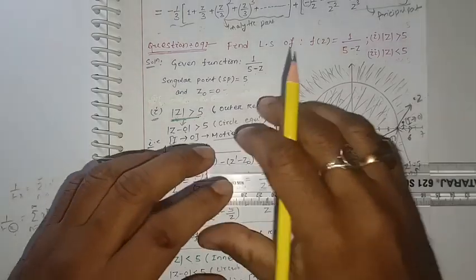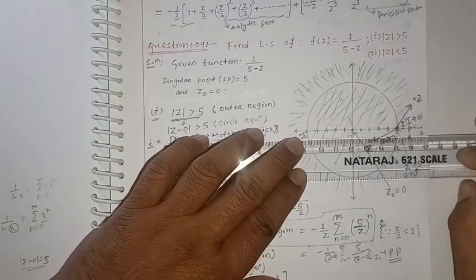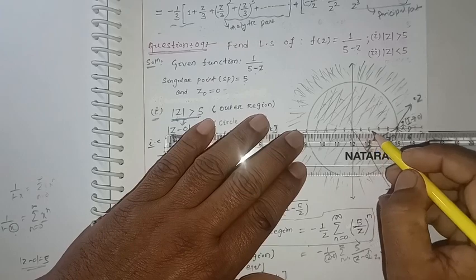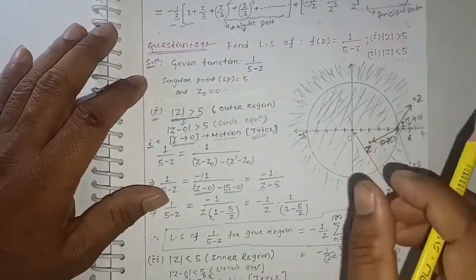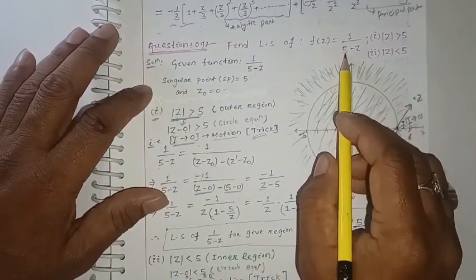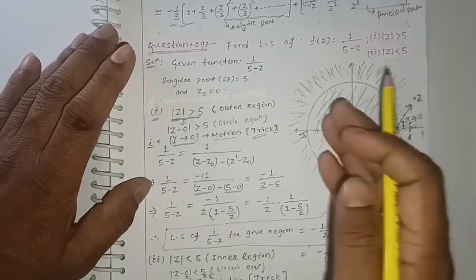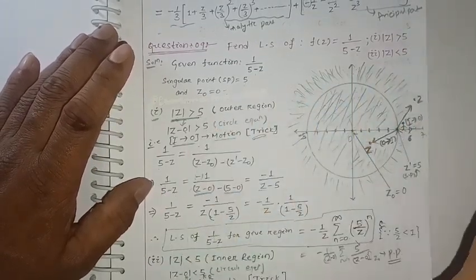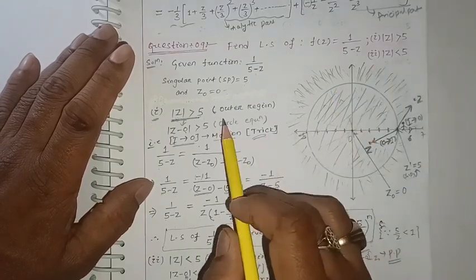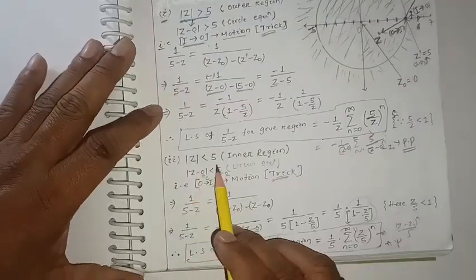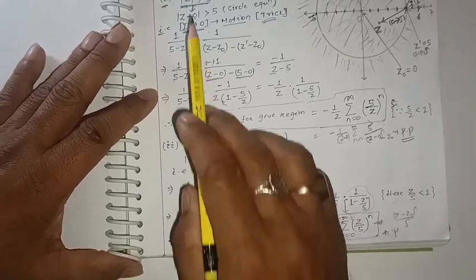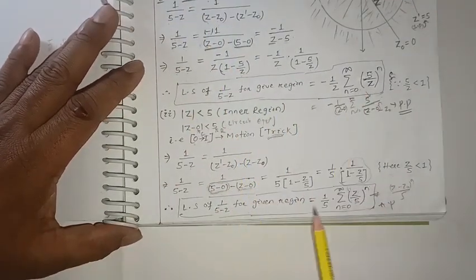Okay, you just consider the scale and take the intervals. Each and every interval is an equal space. So here 5 is the singular point, and mod z greater than 5 means less than minus 5, above plus 5 region, the outer region, clearly written. For mod z less than 5 means the inner region. For the outer region, this is the Laurent series. For the inner region, this is the Laurent series.